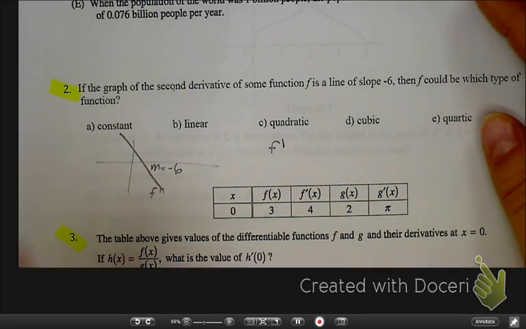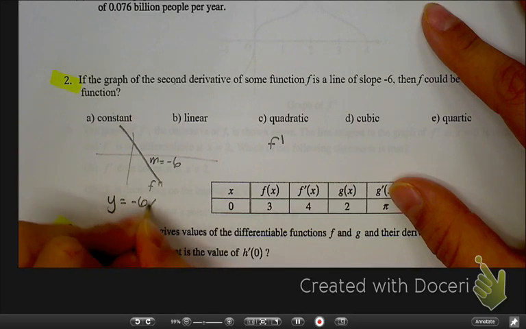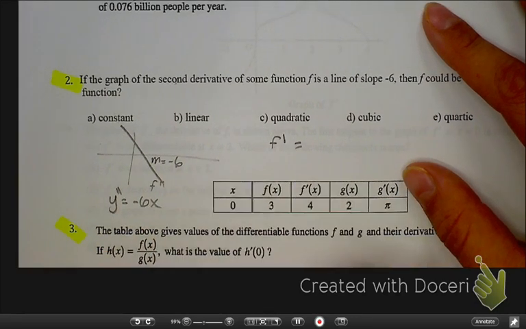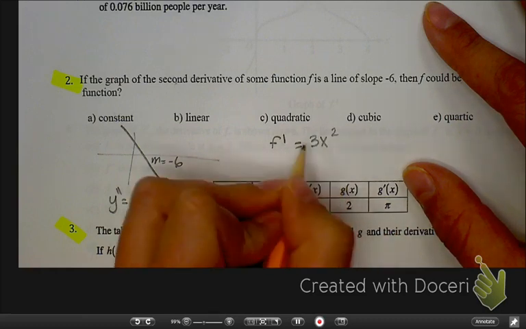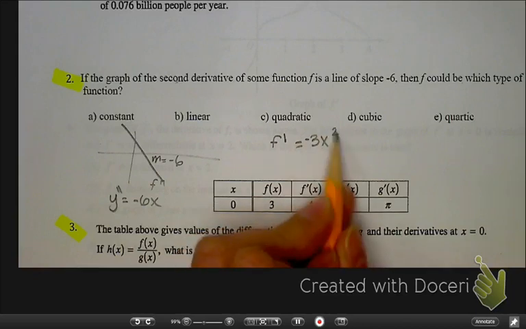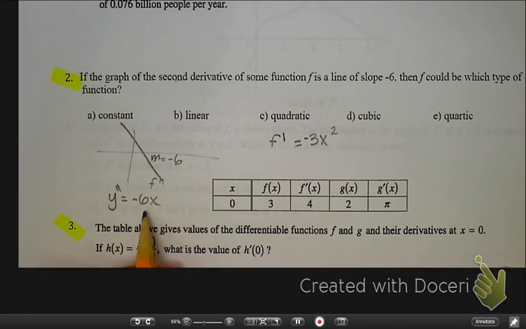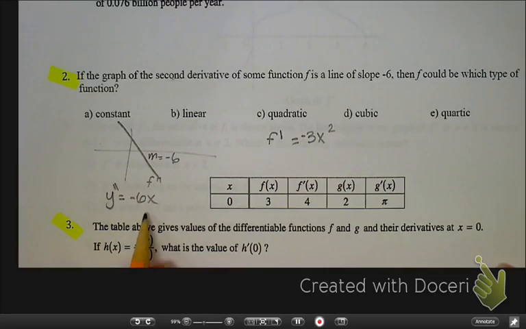Let's talk about why. If this is a linear function, let's just say this is the line y equals negative 6x. If this is the second derivative, y double prime equals negative 6x, this one had to have been a quadratic. For example, maybe it was 3x squared or even negative 3x squared. Because if you take the derivative of negative 3x squared, bring down the 2, you get negative 6x, which is where we got that from. So the first derivative had to have been a quadratic so that when you took its derivative, it was linear.